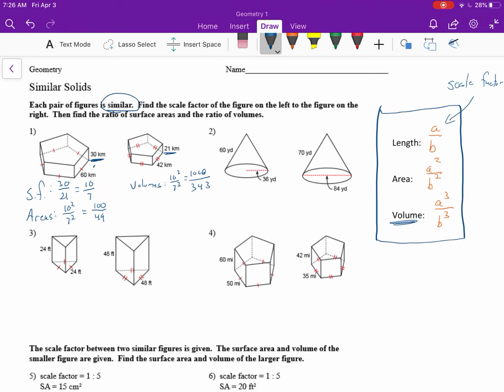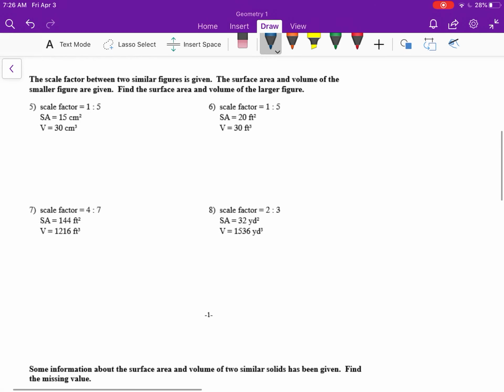Just realize on number 2 here, you're given the radius for the first one, but the diameter for the second one. So you'll want to find actually what the radius is if you're going to use that length. You could use the 60 and 70. All right, moving on to the next set of questions.